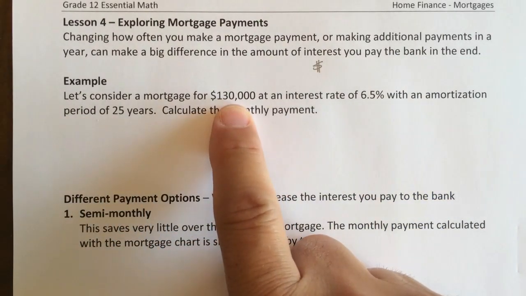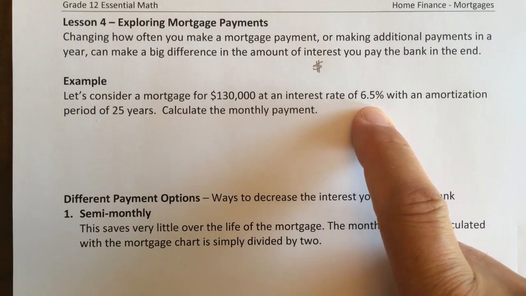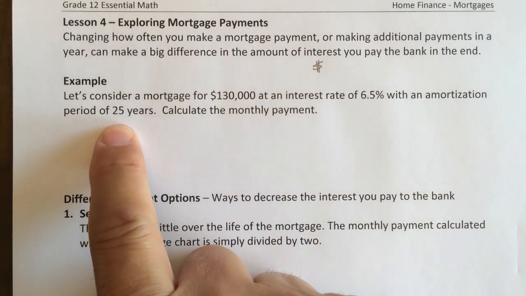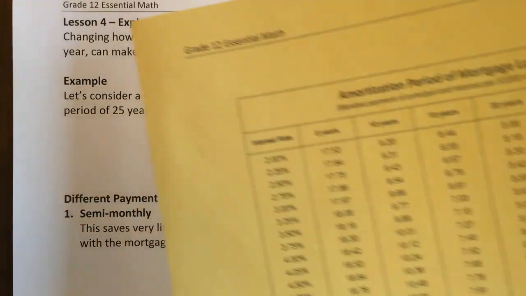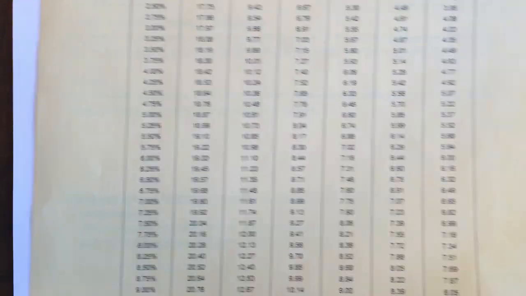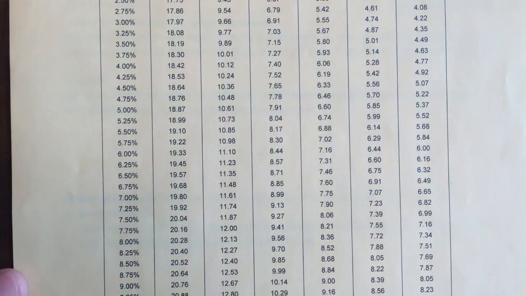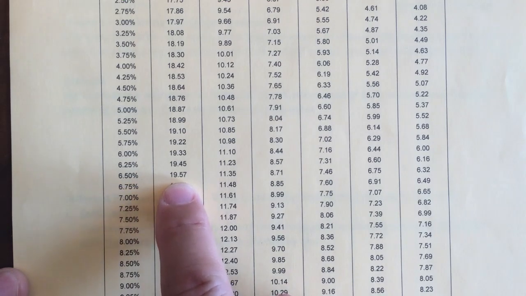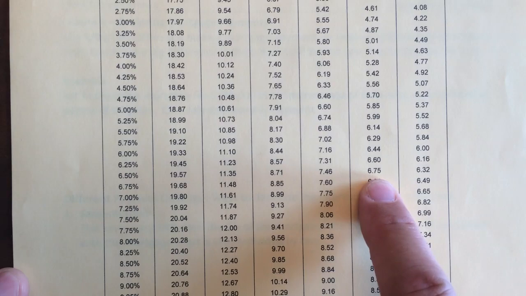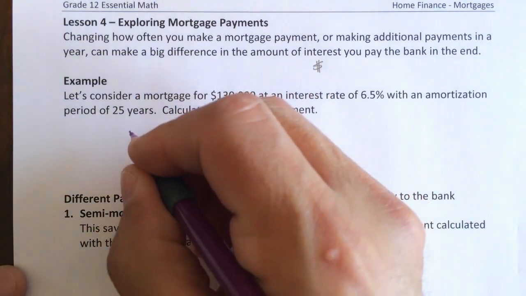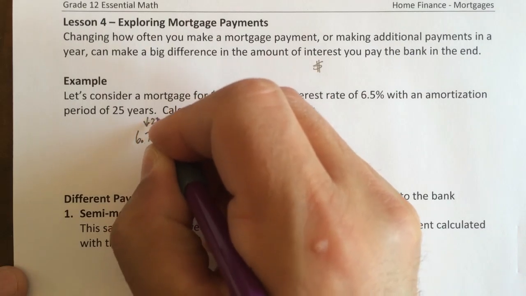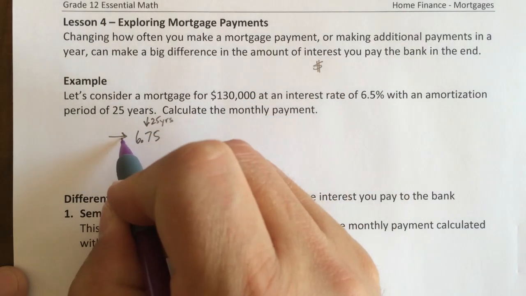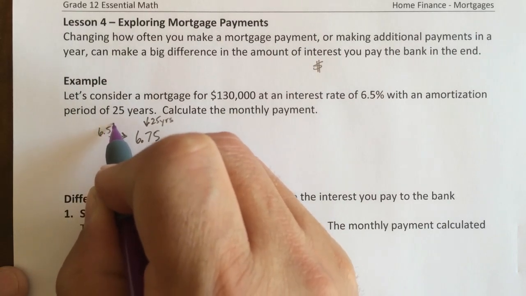We're considering a mortgage of $130,000. The interest rate is 6.5% and it's amortized over 25 years. And so we're going to use the amortization table, 6.5% and 25 years, to find that value. So just double checking, 6.5%. So here's 6.5%. That's for 5 years, 10, 15, 20, and 25, and I see a value of 6.75. All right, so our value that we're looking for is 6.75, and that was for 25 years. I often just jot this down so I know what I looked at, and it was at 6.5%.